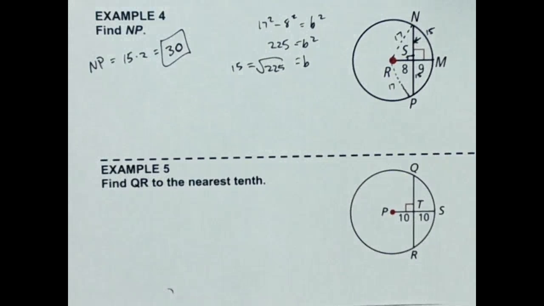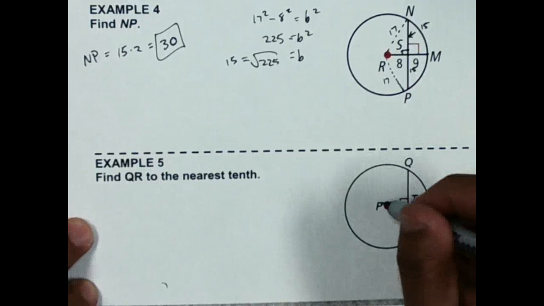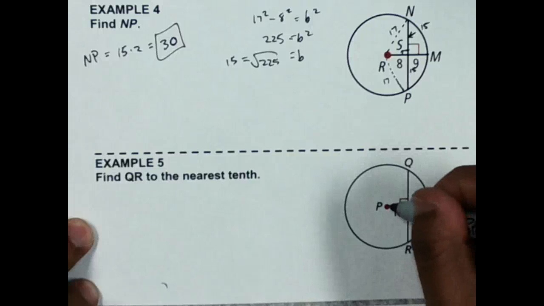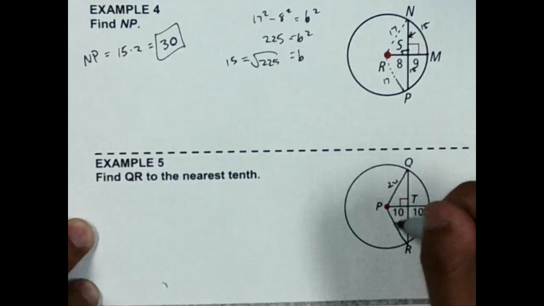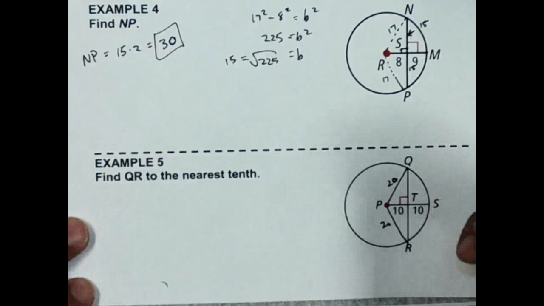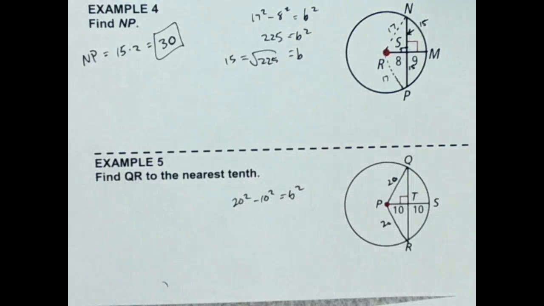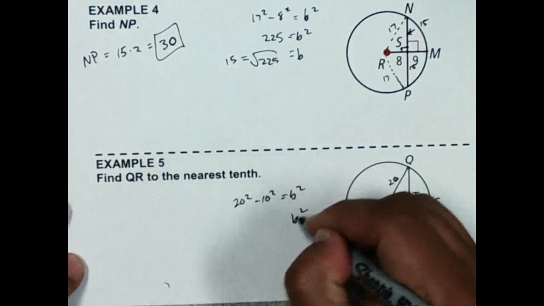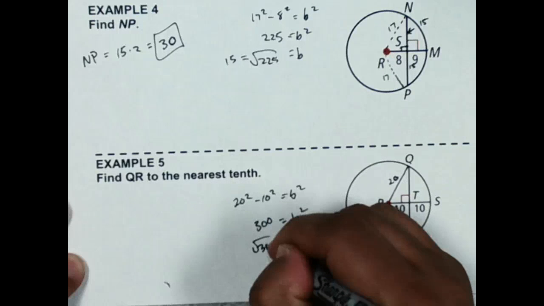All right. Now we have to do QR, which is this thing. And that's a radius, so I can draw that again. Draw another radius. Go in both directions. That means this is going to be 20 and this is 20. All right. The Pythagorean theorem would tell me again 20 squared minus 10 squared is going to give me that other side squared. 400 minus 100. That's going to give me b squared is equal to 300. B is going to be equal to the square root of 300.